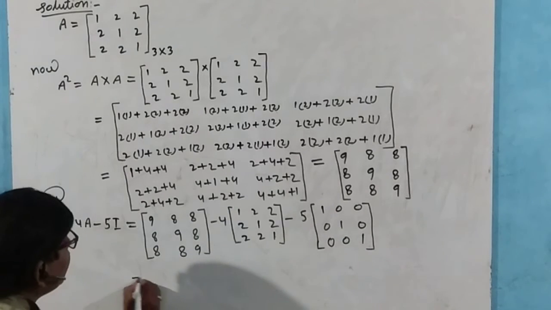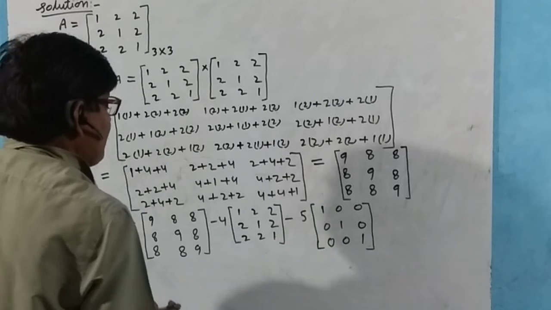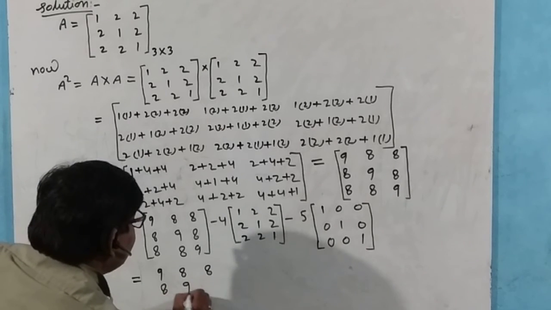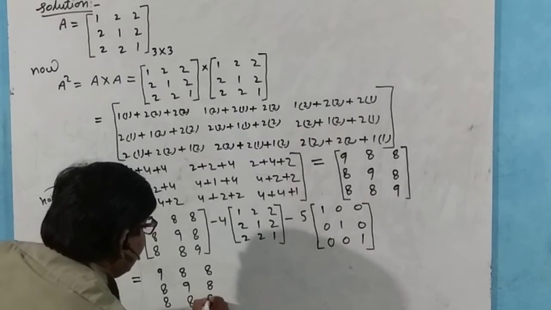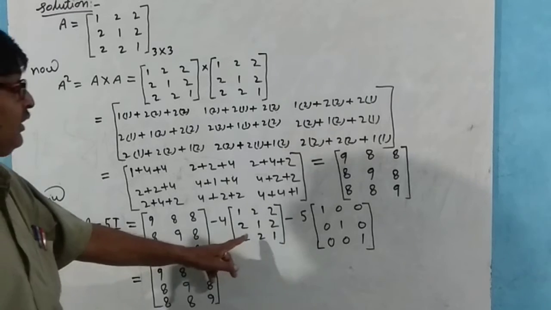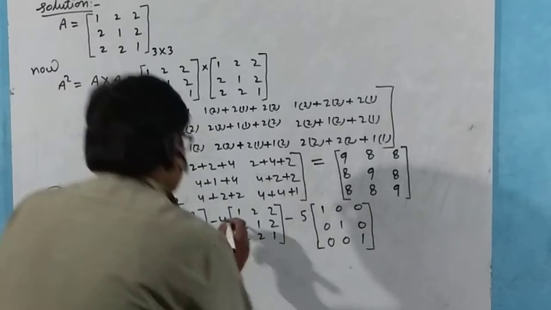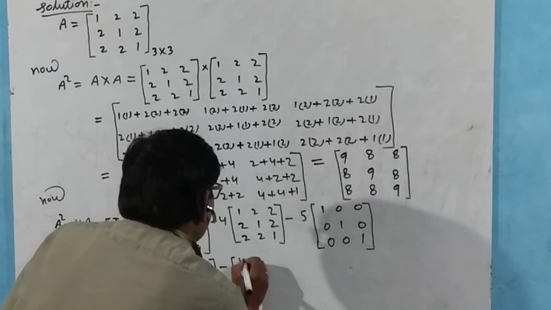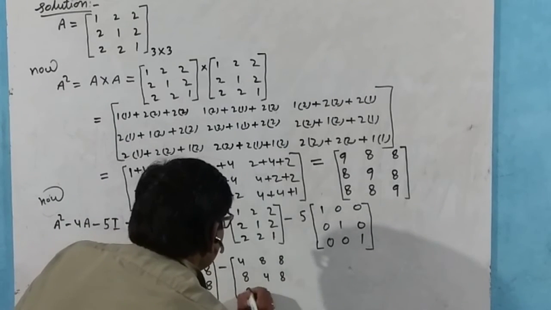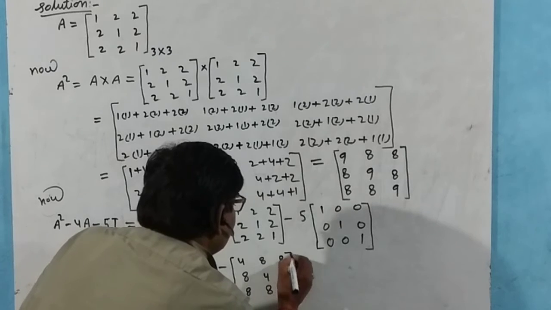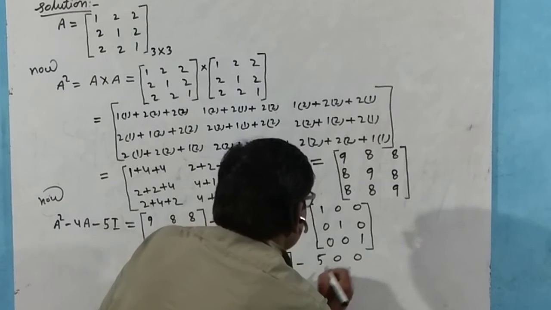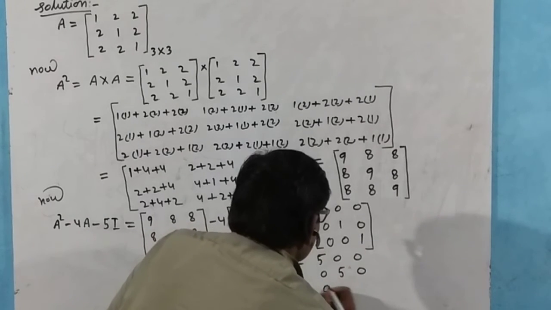Now simplify here, 9 8 8, 8 9 8, 8 8 9, minus multiply this in each element, so that this is equal to 4 8 8, 8 4 8, 8 8 4, and minus 5, 5 0 0, 0 5 0, 0 0 5.